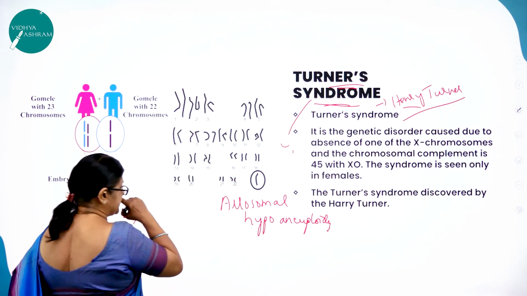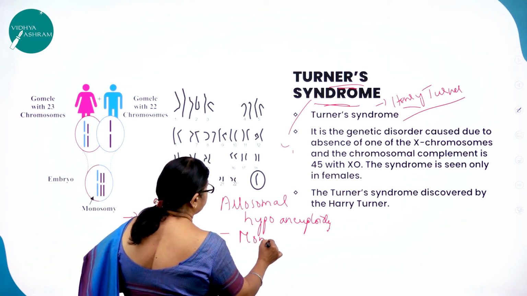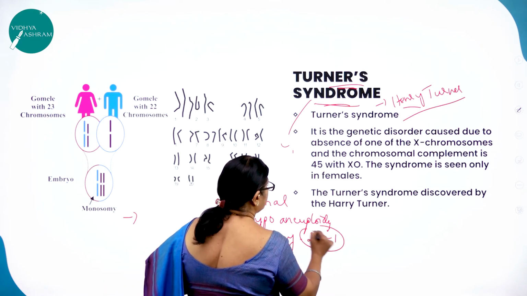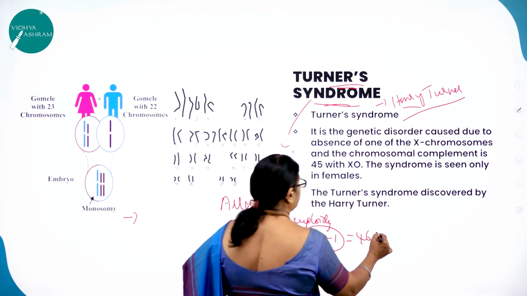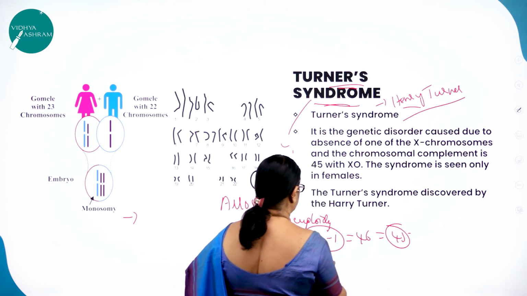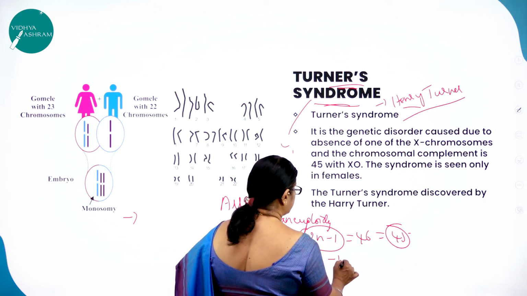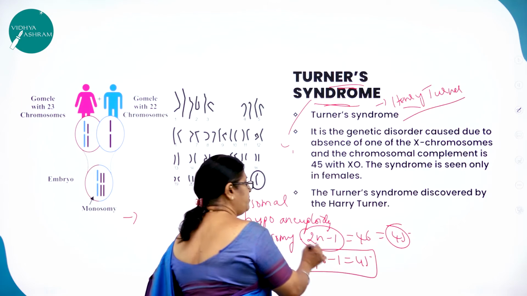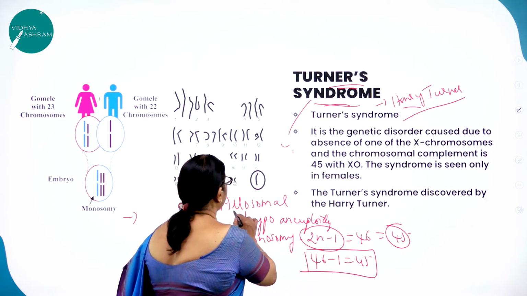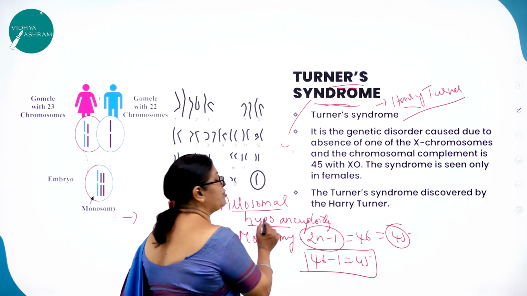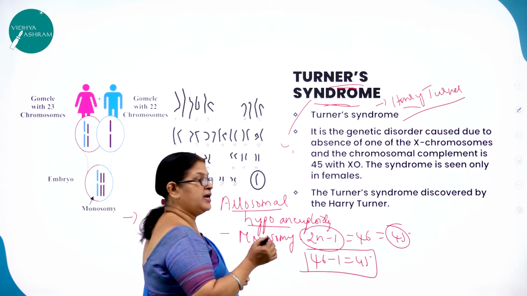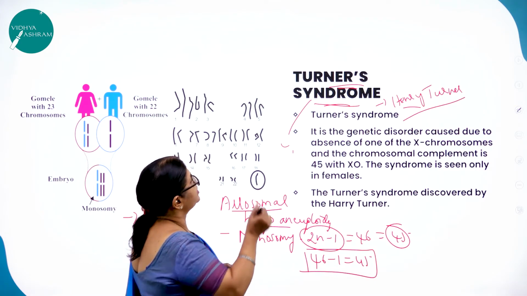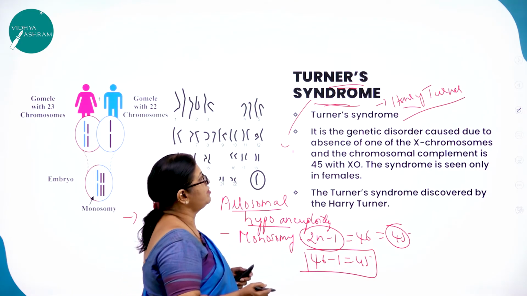Hope you remember. And this is due to monosomy. Monosomy means what? 2n minus 1. So instead of 46, it will be what? 45. So 2n is 46, minus 1, that is 45. Here it will be 45. And it is an example for allosomal hypoaneuploidy. Hypo means what? Less, minus 1. Hyper means plus 1. Hypo means minus 1, right?